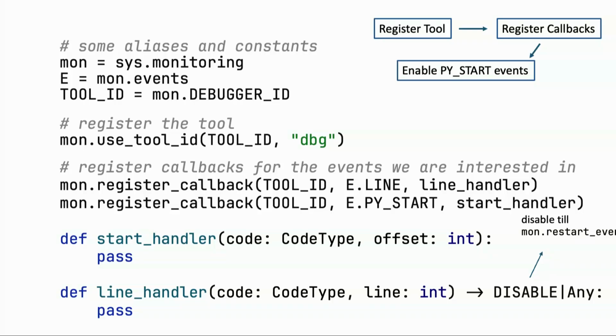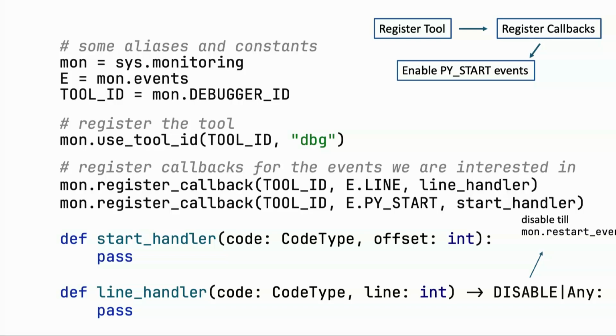Anyway, then what we have to do is get notified about lines being invoked. So we register some callbacks. Let's register a callback for e.line, and we call it the line handler, and for every time a Python method is started, we call it the start handler. And so the start handler looks quite simple. It gets the code object, and it gets some byte offset in the file, and then the line handler gets passed also the code object and the line.